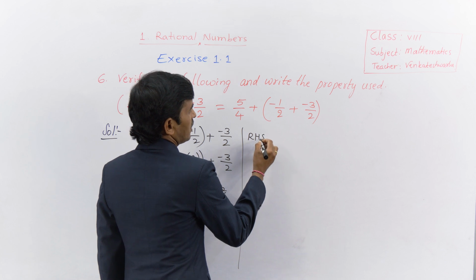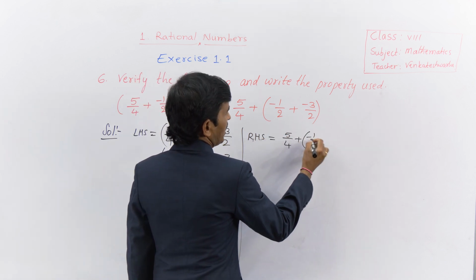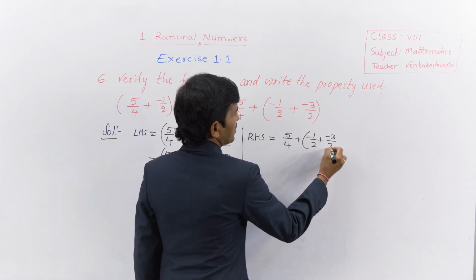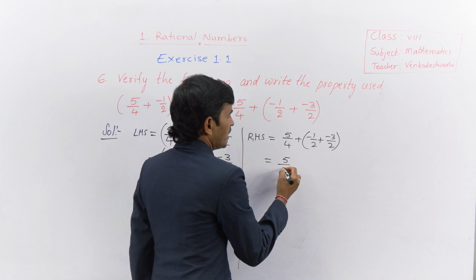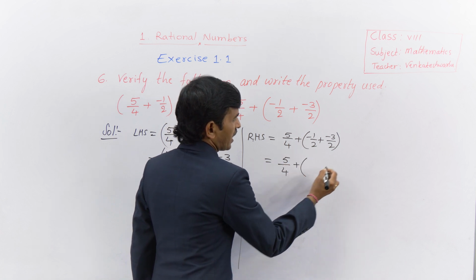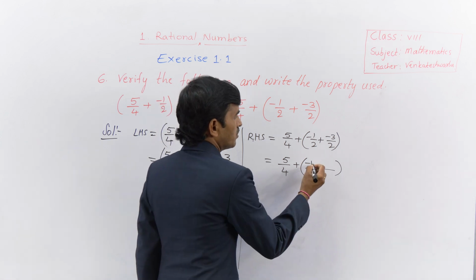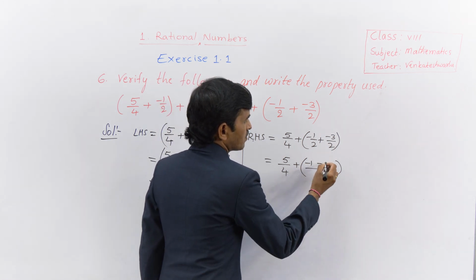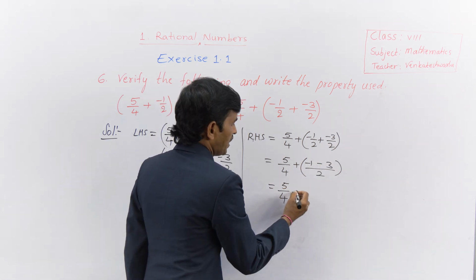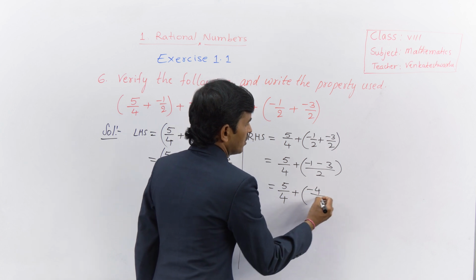What is RHS here? 5 by 4 plus of minus 1 by 2 plus minus 3 by 2. Now let us simplify the values which lie between the brackets. That is, LCM is 2. So we can add the numerators as negative numbers, minus 1 plus minus 3. So 5 by 4 plus of minus 4 by 2.